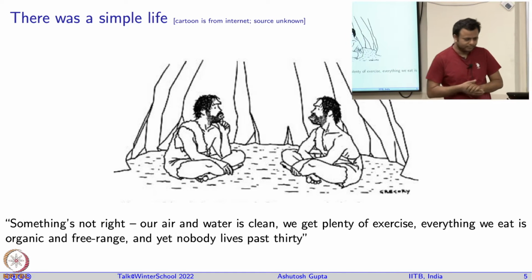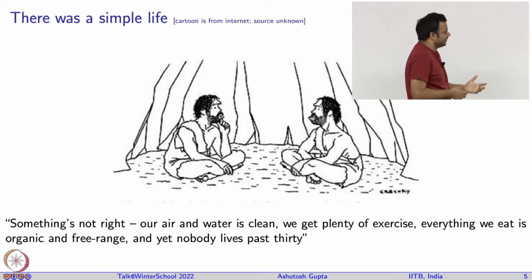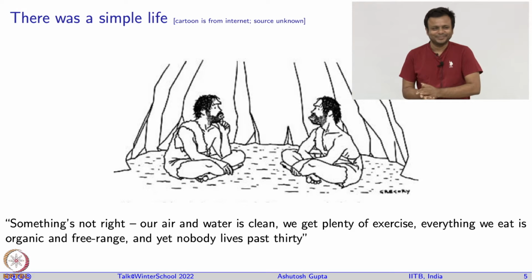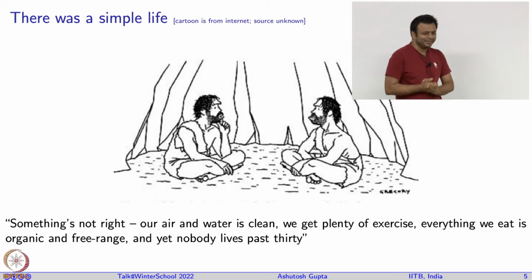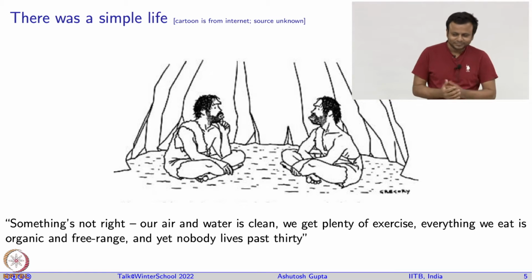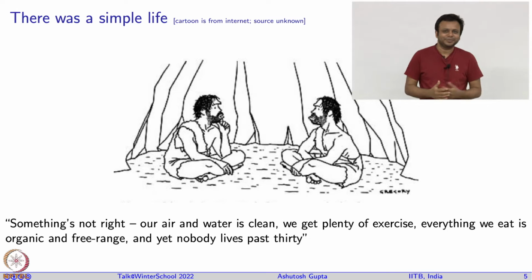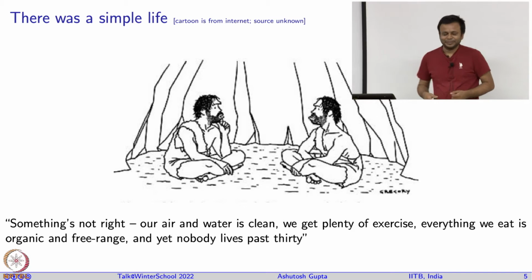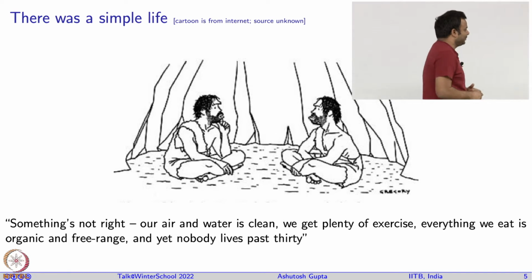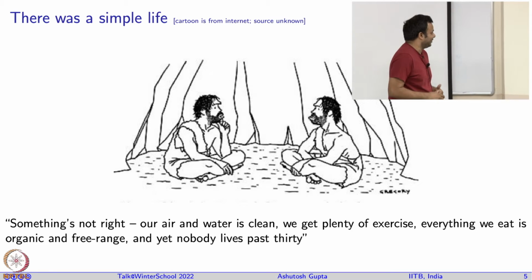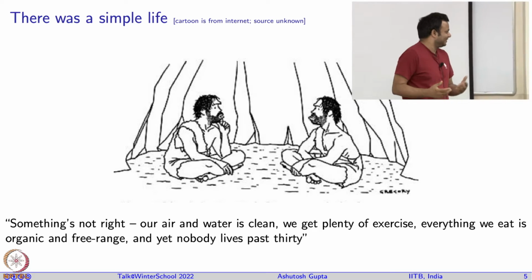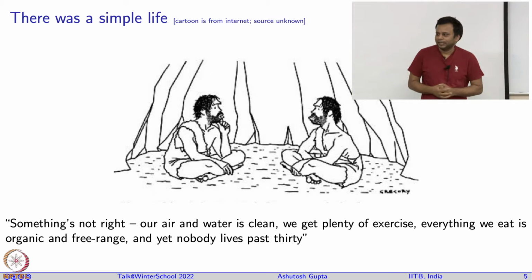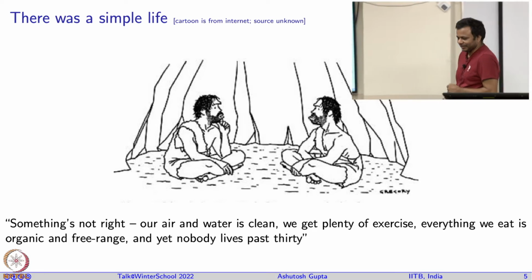Before asking this question, let's go back in time. All the cartoons you see, I have not drawn them; they are downloaded from the internet, and I have cited most of the places I downloaded them from. So we go back in time when we didn't have computers. If we get rid of computers, we don't have bugs. But then you are in the stone age, and two guys are sitting there. Life is simple, but something is not right. Our air is clean, water is clean, we have plenty of exercise, we eat organic food, but nobody lives beyond 30. So this is also not an ideal situation.